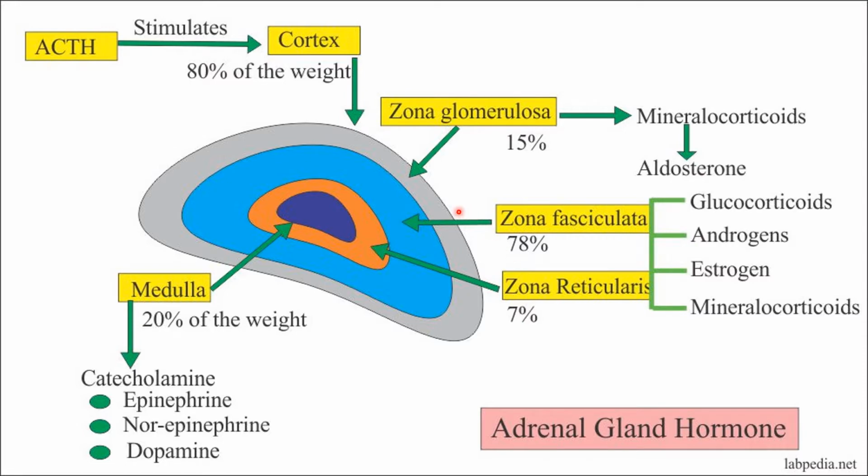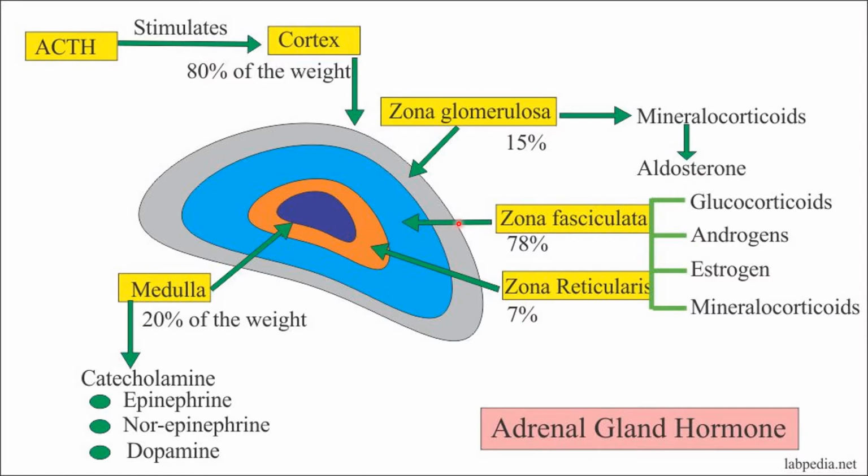So the cortex is further divided into three zones: zona glomerulosa, the outermost layer, then zona fasciculata, the second layer, and then zona reticularis, the third layer, the innermost layer of the adrenal cortex. So the outer layer is zona glomerulosa, the middle layer is zona fasciculata, and the innermost zone is zona reticularis. Inside the adrenal cortex there is a structure known as the adrenal medulla, but we are not concerned with the adrenal medulla today.